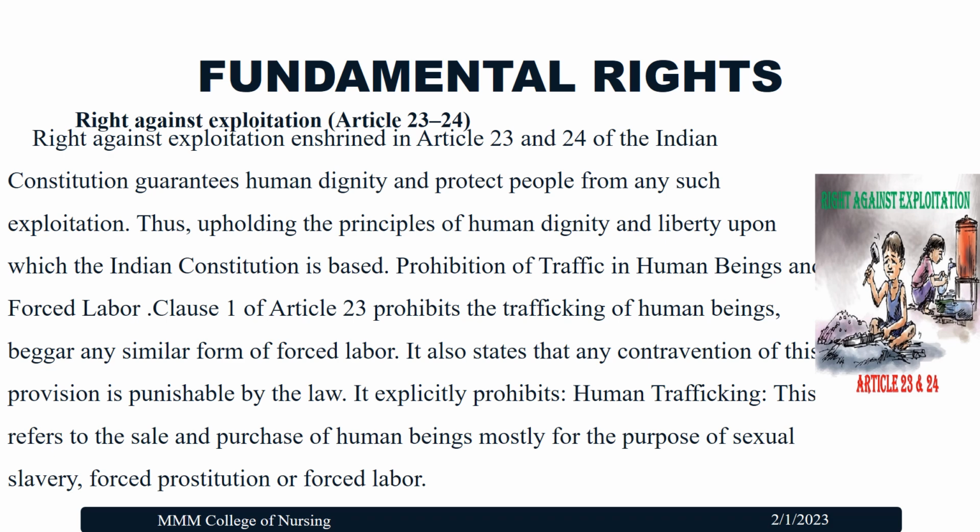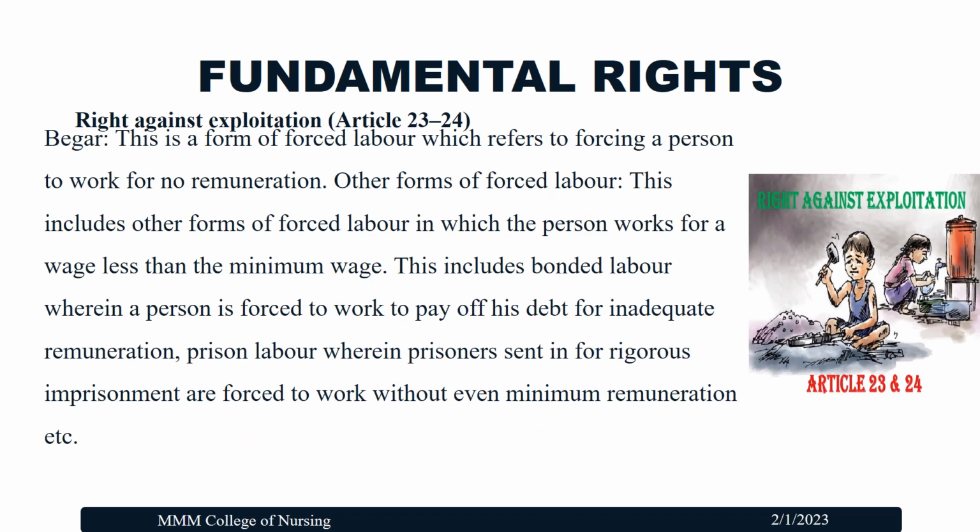Even though we have rights against exploitation, it is still happening in India, but most people are not aware of the rights which they have. Again, under the right against exploitation, begar. This is one of the most common things happening. Begar is a form of forced labor which refers to forcing a person to work for no remuneration.